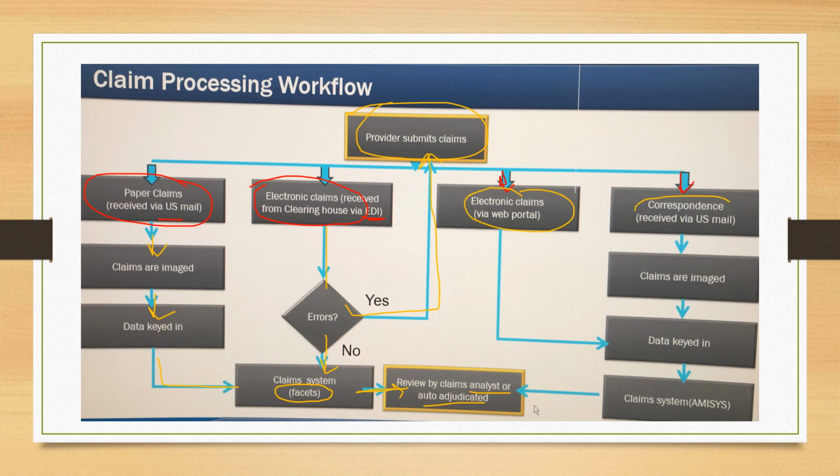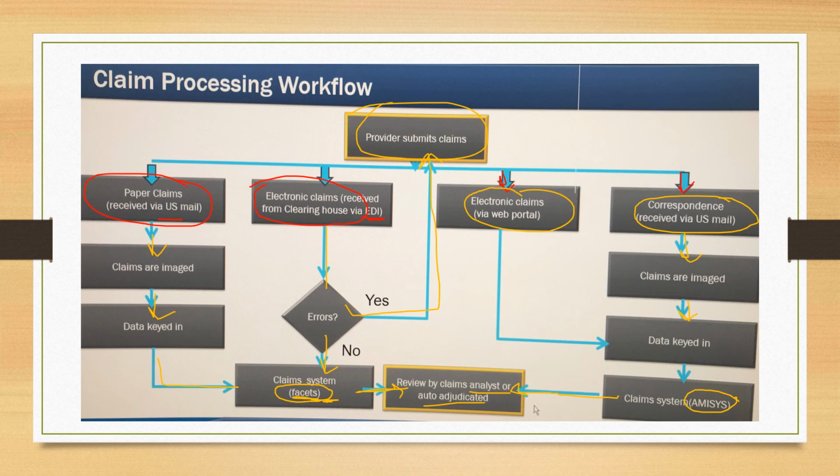And this is the US mail. So they receive the mail, it will be scanned, data keyed in. There's another system, MSS, but most of the time Facets is used for electronic claims and all that. And then everything will go through that and it will turn the manual claims into review by a claim analyst or the auto adjudicated system.